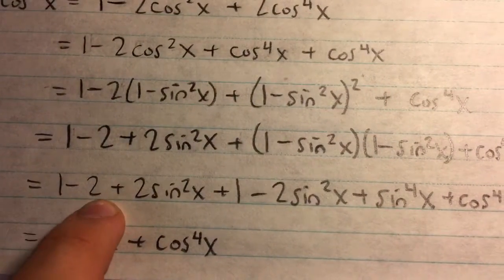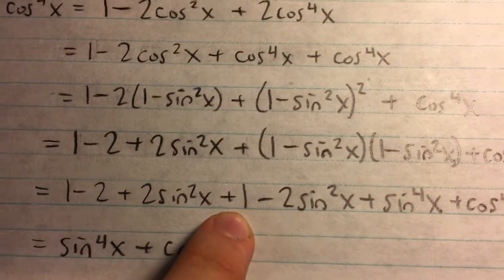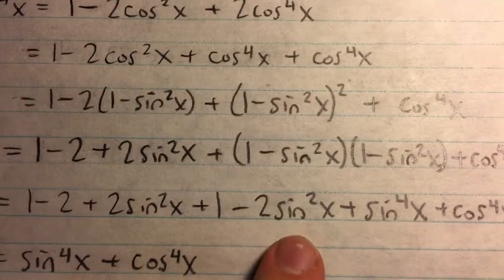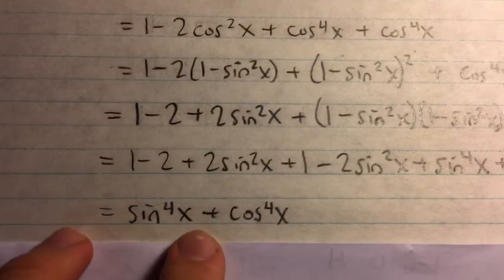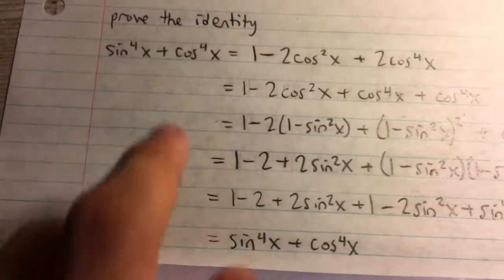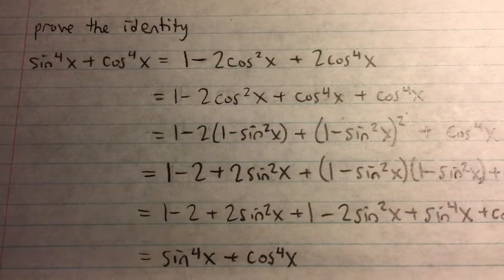And you can see we have 1 minus 2 plus 1, that sums to 0. We have 2 sine squared x minus 2 sine squared x, which sums to 0. So all we're left with is sine to the fourth x plus cosine to the fourth x, which is equal to our left side. And our identity is proved.